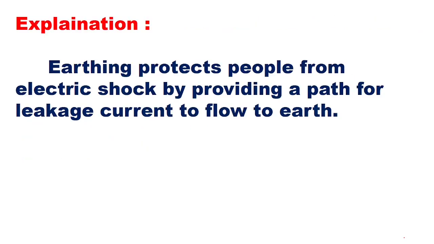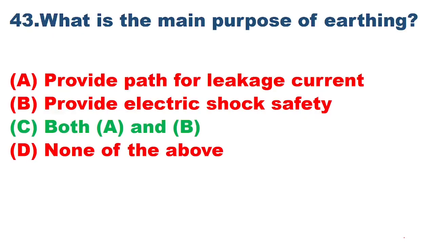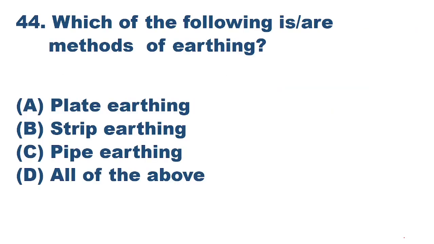In the explanation, we can say that earthing protects people from electric shock by providing a path for leakage current to flow to the earth. Therefore, what is the main purpose of earthing? Both options A and B are the answers. So option C will be the right answer, both A and B. Then we'll go to the next question.